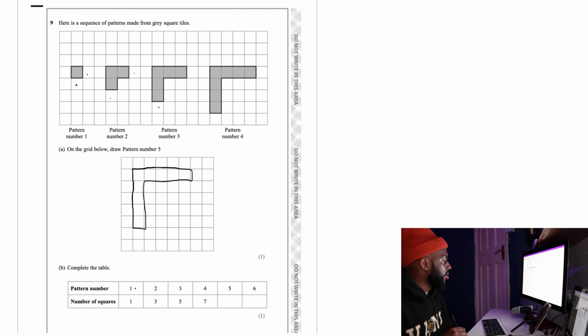Complete the table. Pattern 1 has 1 square, pattern 2 has 3 squares, pattern 3 has 5 squares, pattern 4 has 7 squares. So you can see each time we're adding 2 squares. You can see that jump. We're adding 2 each time. So this one's going to be 9, and then we're going to get 11, and that's it.